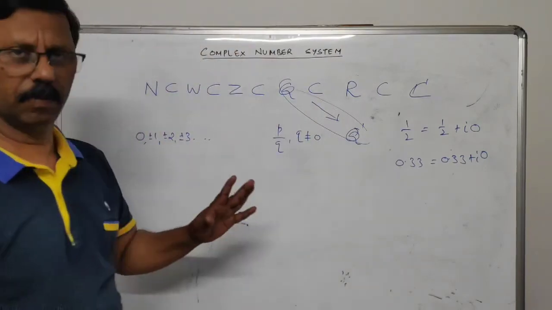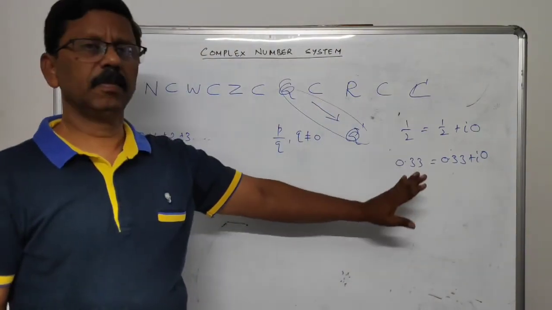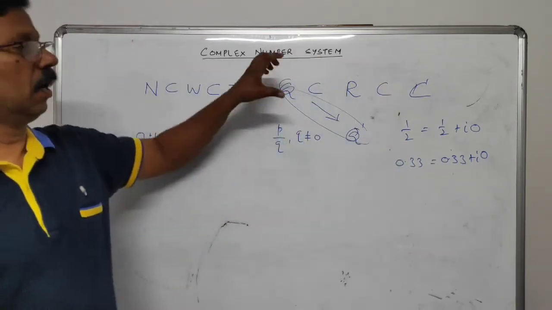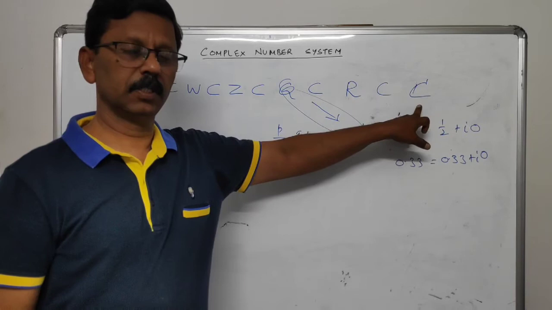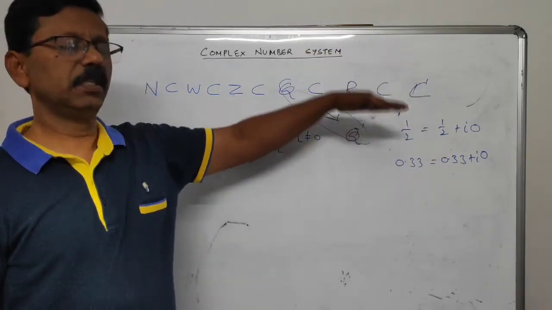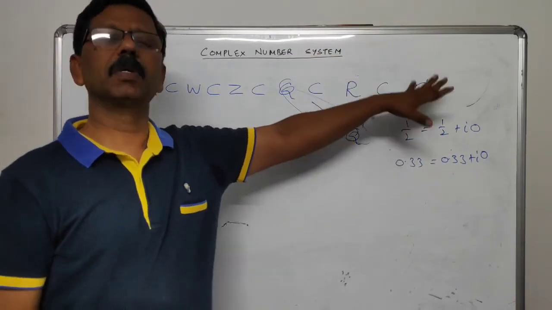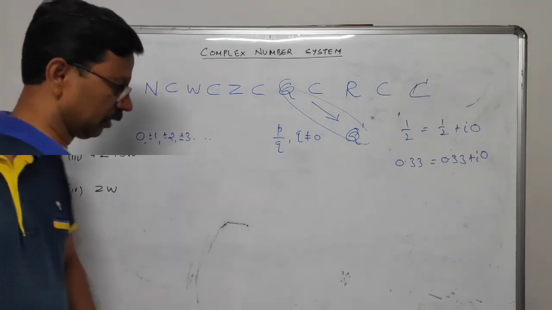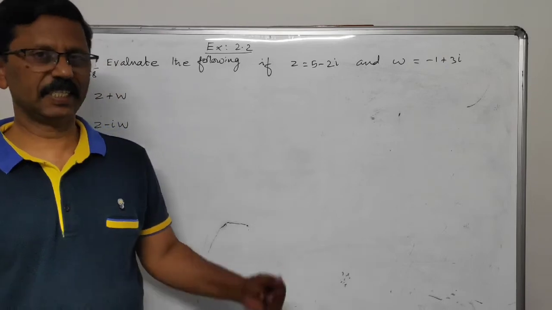Therefore, whatever number you write, that is nothing but a complex number. Therefore, all these number systems are subsets of the complex number system. Therefore, we can say now, which is the biggest number system? Complex number system. Okay, now with this concept, we can start with the exercise. Yes, now let us see the exercise problems.